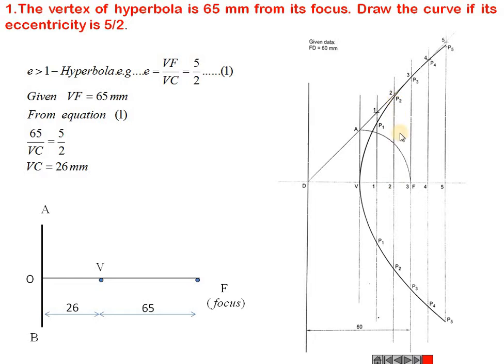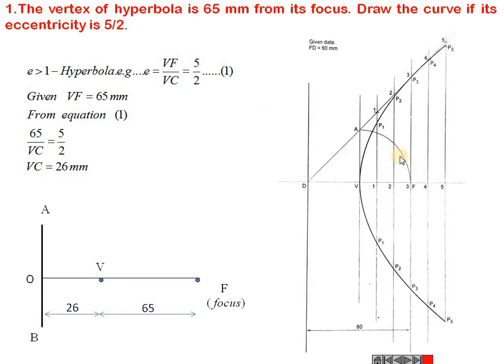Take 2 dash distance in compass from F. Cut the same line. Take 3 dash distance in compass from F. Cut the same line. 4 dash distance in compass from F. Cut the same line. 5 dash distance in compass from F. Cut the line, and then join the points. So you will get the required parabola.